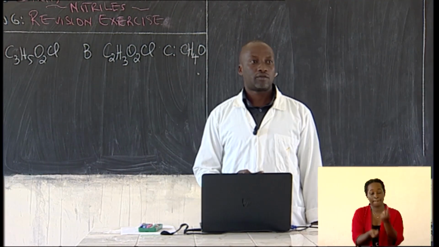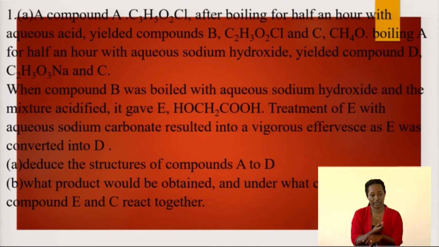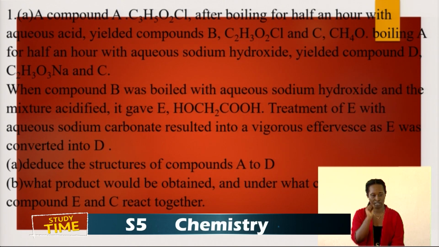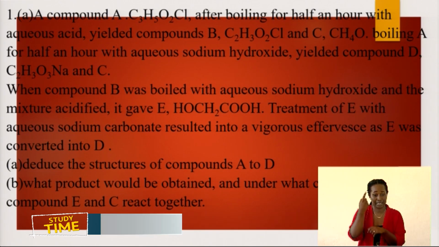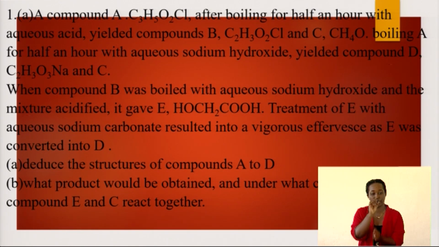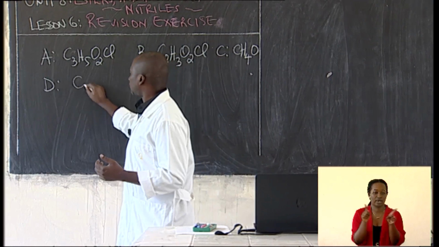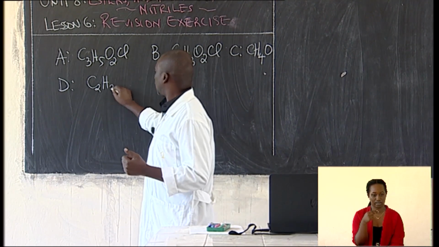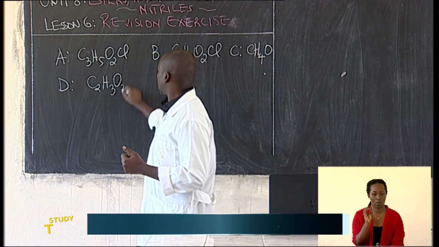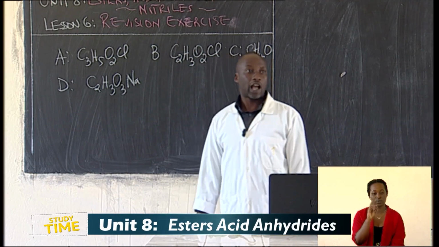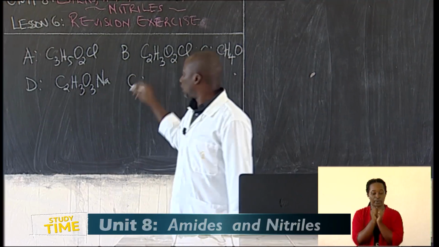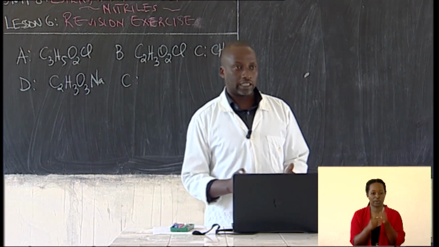Boiling A for half an hour with aqueous sodium hydroxide. So in the first case, it was heated with an aqueous acid. In the second case, it was boiled with sodium hydroxide. So it yielded compound D, and compound D is given as C2H3O3Na, and then compound C, which is not indicated.